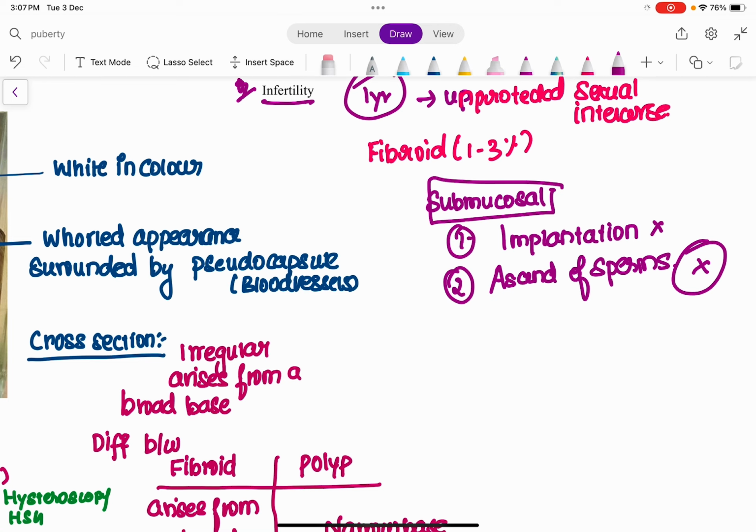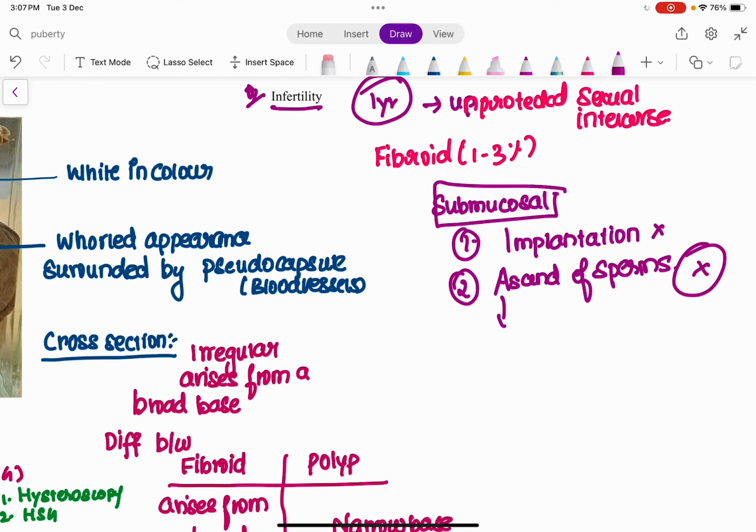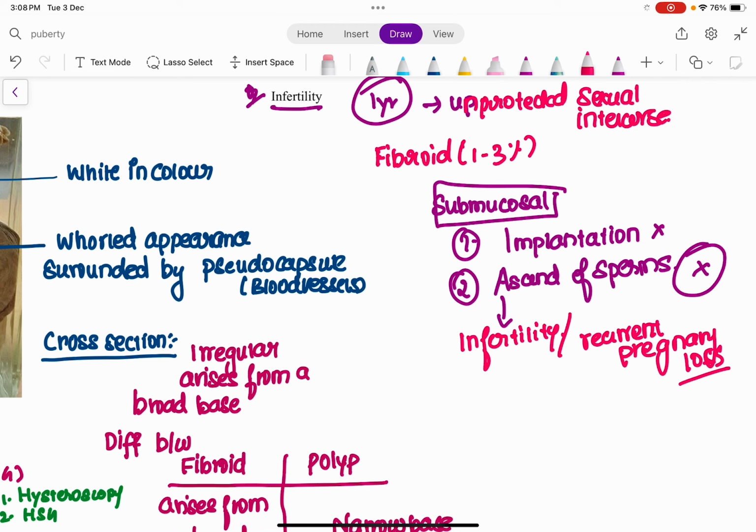So because of the problem with implantation or because of the problem with the ascent of the sperms, the patient can have difficulty in conception, which is called infertility. Fibroid can also cause recurrent pregnancy loss. The most common symptoms are menorrhagia, followed by secondary dysmenorrhea, and then, as we discussed, the pressure symptoms and the infertility.